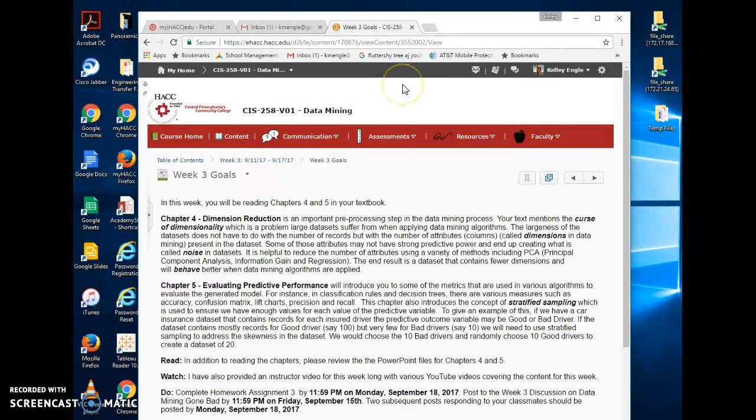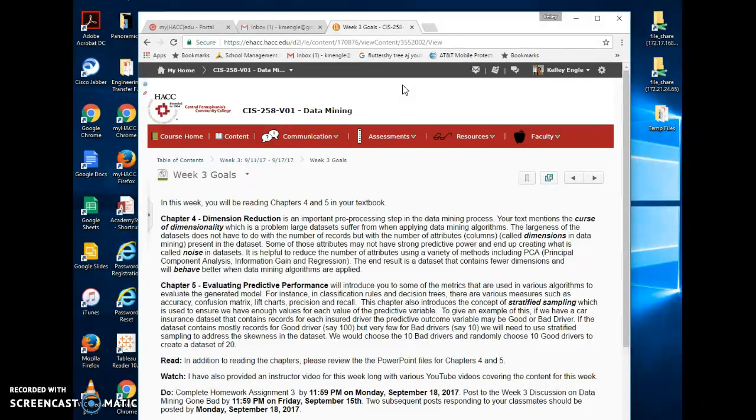The second chapter is evaluating predictive performance, which is really going to be talking about metrics, ways that you measure the results of various classification algorithms. For instance, in classification rules and decision trees, you'll see that there's all these different metrics and measures called accuracy. There's something called a confusion matrix, lift charts, there's precision and recall.